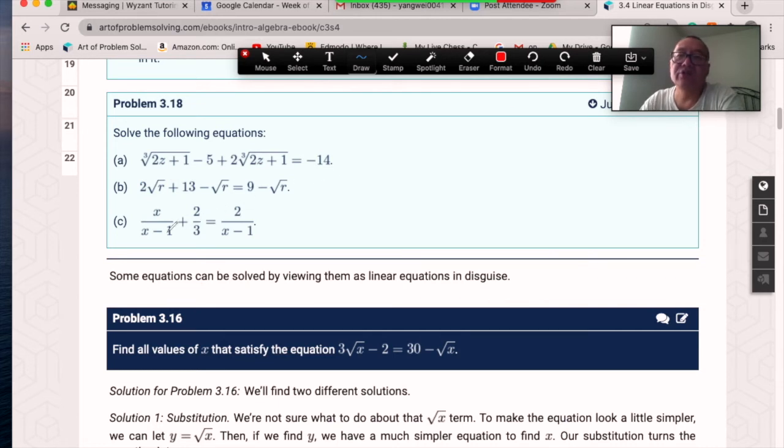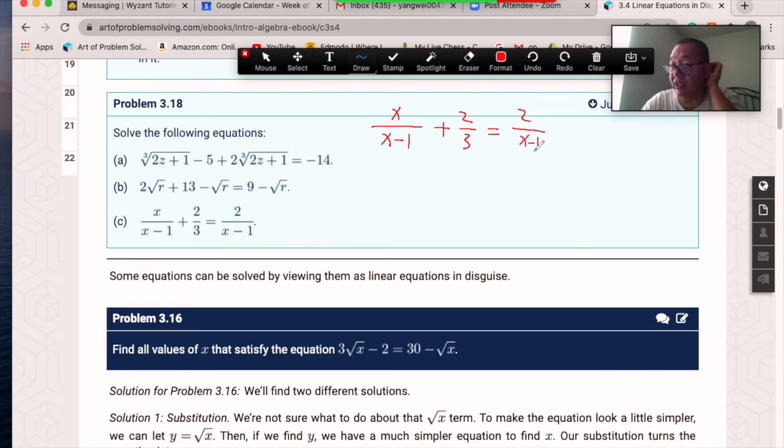Now let's go to C. This one is also not a linear equation, right? So how can we solve this equation? To solve this equation, we need to do some substitution, right? Definitely we need to do some substitution. We can do it this way. First, let's write this equation here: x over x minus 1 plus 2 over 3 equals 2 over x minus 1.